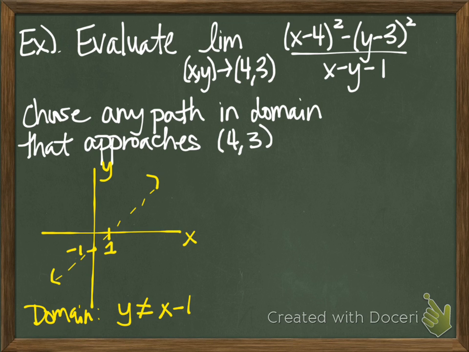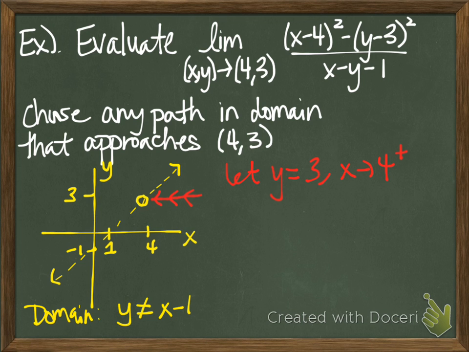And then we have the point 4, 3 that we're trying to approach. So this is 4, this is roughly 3, so here's the point that we're trying to approach. We're going to choose any path here. Okay, so I'm actually just going to choose this path. Suppose I'm coming in from the right here. Along the line, we're going to let y equal 3, and we're going to let x approach 4 from the right. Okay, that's just the path I chose.